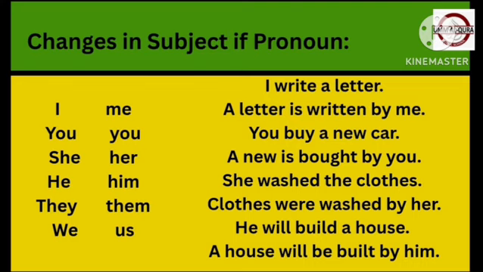So here is the first example: I write a letter. This is an active sentence. A letter is written by me. So here me is the pronoun that we have to change in place of I. You buy a new car. A new car is bought by you, so you will remain the same. She washed the clothes. Clothes were washed by her. So here we use her in place of she.